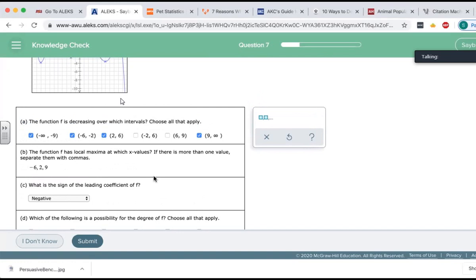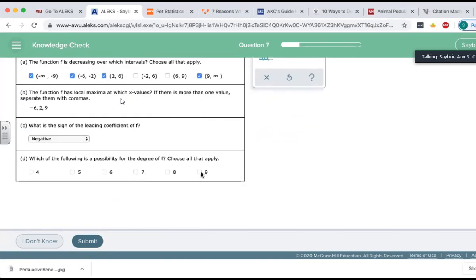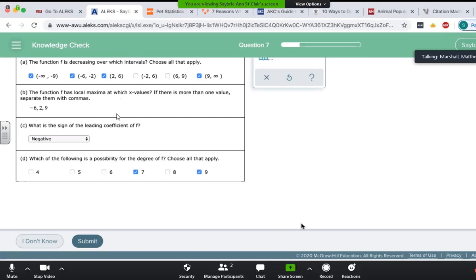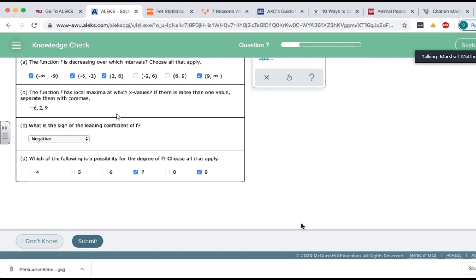It's odd. So all the odd ones including 7? 7 and 9? Or is it just 9? Well, the total ups and downs for that one is 6. Hold on. Let me look. Let's get these right. Well, I know it has 6 ups and downs, and you add one more to that, so that's 7. So I would say 7 and 9, I would think. Hopefully.